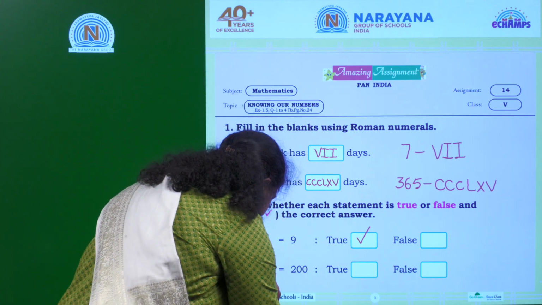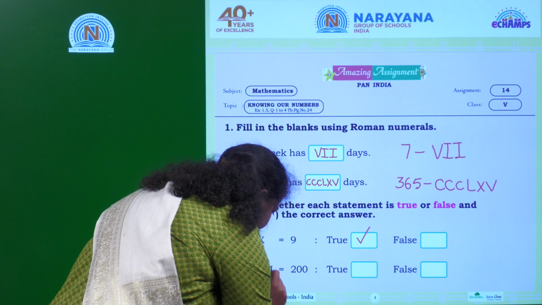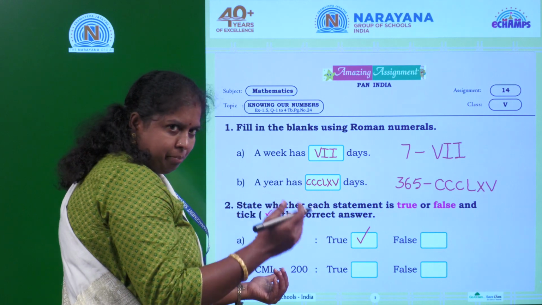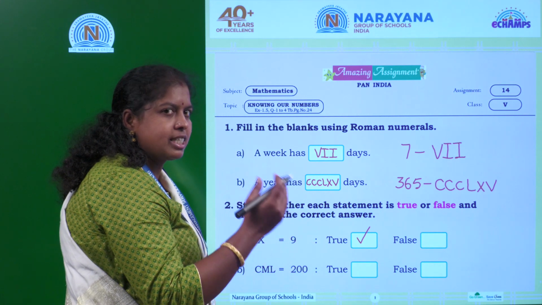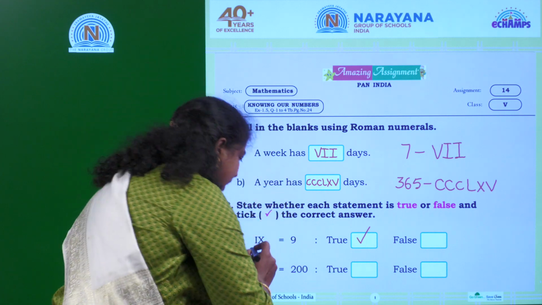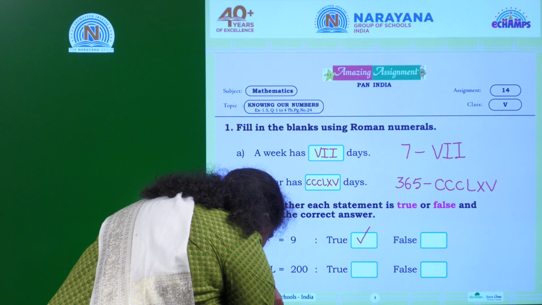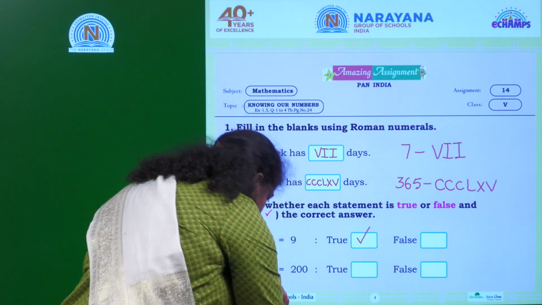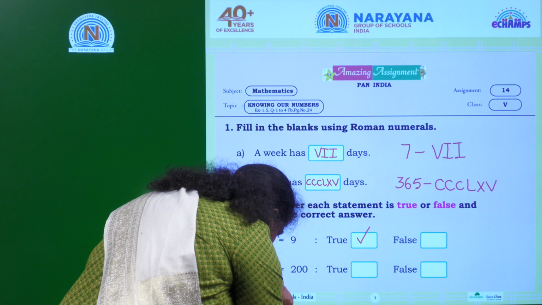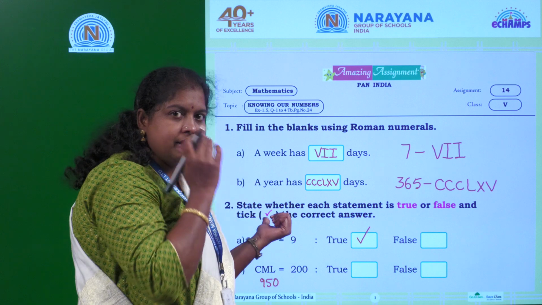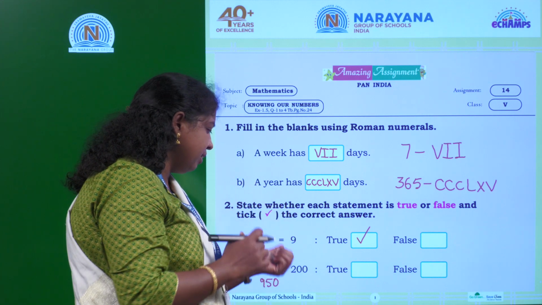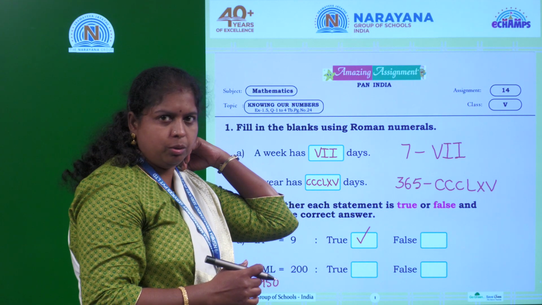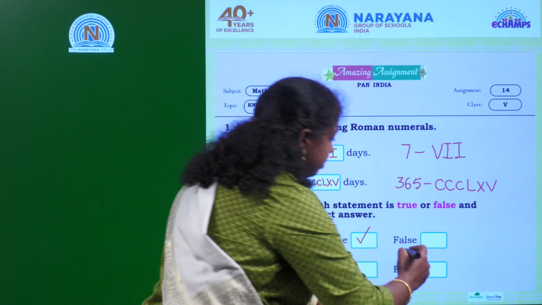Second one, CML equal to 200. What is C? C means 100, M means 1000, L means 50. If you are writing small number before the big number, C before M means you are subtracting C from M, that is 100 from 1000. 1000 minus 100 is 900. Okay. What is L? It is 50. So, you will write 950. This Roman numeral represents 950. What is the given number? 200. Is it a true statement then? No, it is false. So, you need to tick false.